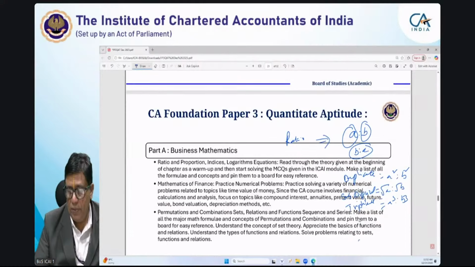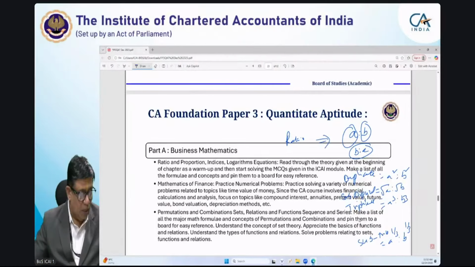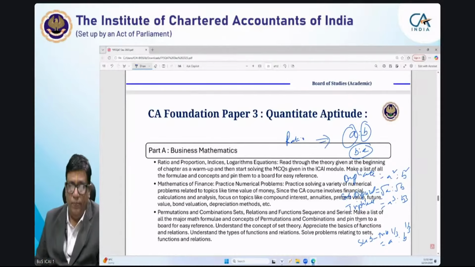And subtriplicate means A to the power of 1/3 is to B to the power of 1/3, that is, the cube root of A is to the cube root of B. You have to understand the concept in a simple manner, and how these applications are used.